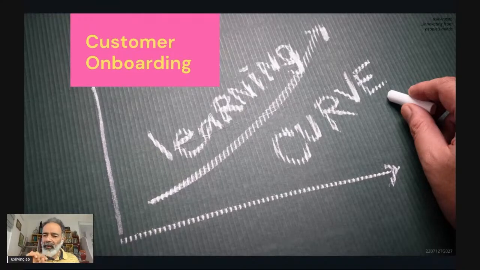So that learning curve we are talking about is customer onboarding. During the learning curve, we have to give a lot of information to the customer. Maybe you have to train them. Maybe a customer is purchasing a new dishwasher. You have to train them how to use it. In that way, we have to equip the user to use the product. That is onboarding.